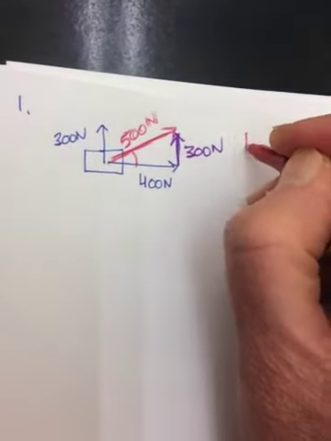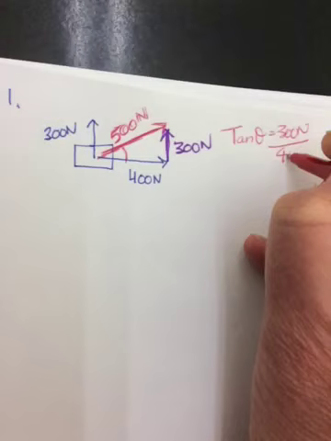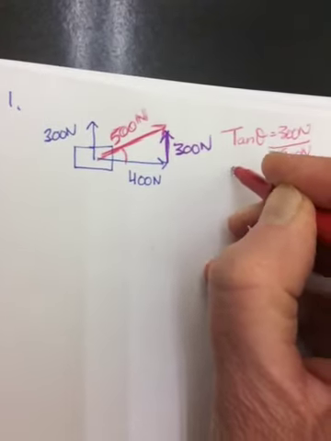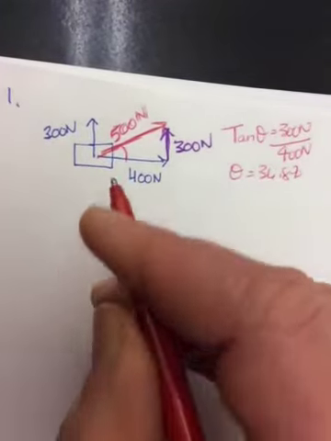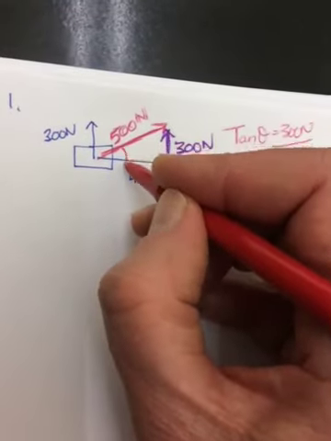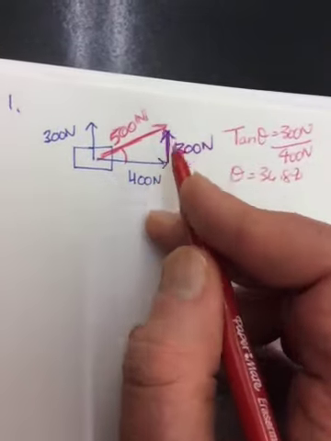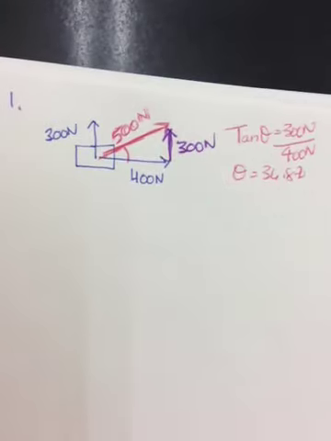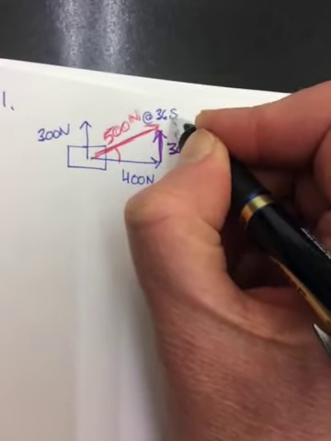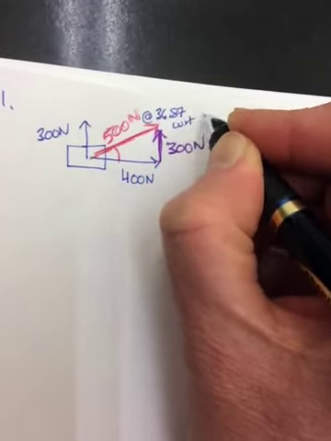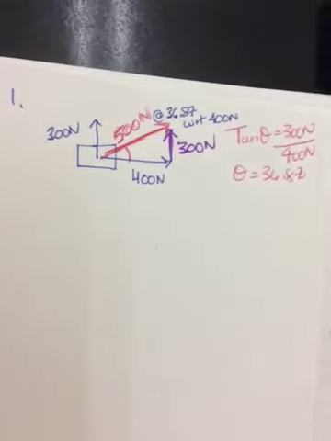I would get the angle by doing tan theta is equal to 300 newtons over 400 newtons. So inverse tan of 0.75, theta is equal to 36.87 degrees. Okay, and it would be 36.87 degrees from the 400 Newton force. We can't really say east and north because we weren't told which directions. So we could just write something like at an angle of 36.87 degrees WRT, with respect to the 400 Newton one.